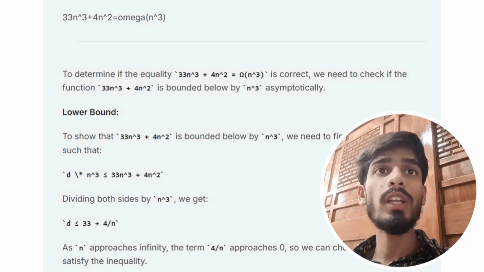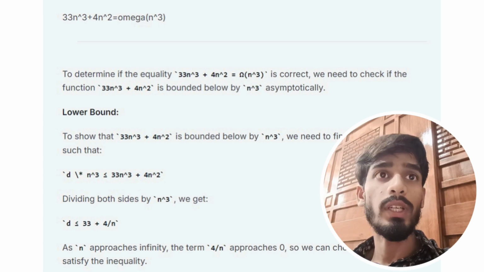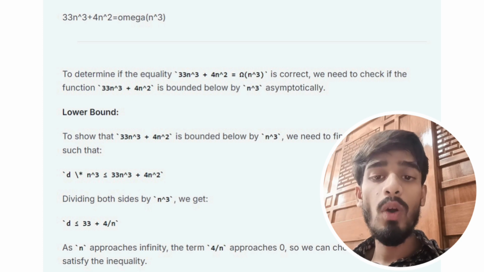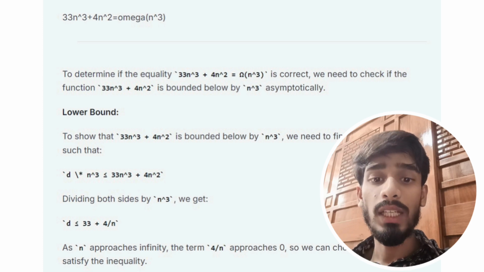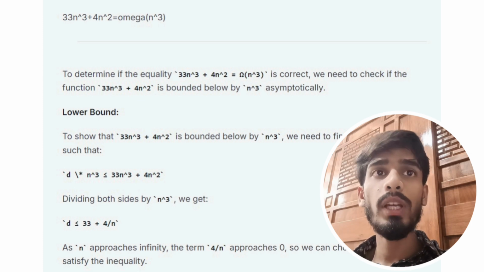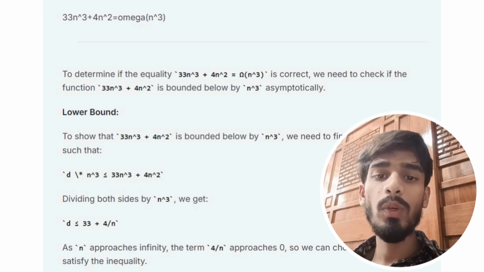Next, we are going to determine if the equality 33n cube plus 4n square is equal to big omega of n cube is correct or not. For this, we need to check if the function 33n cube plus 4n square is bounded below n cube asymptotically.